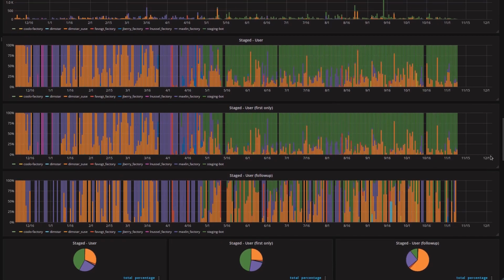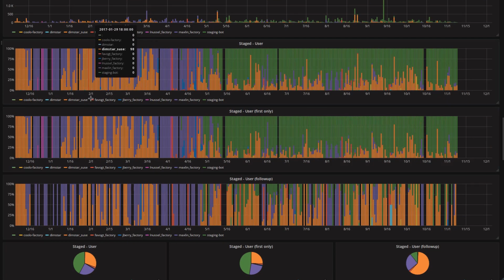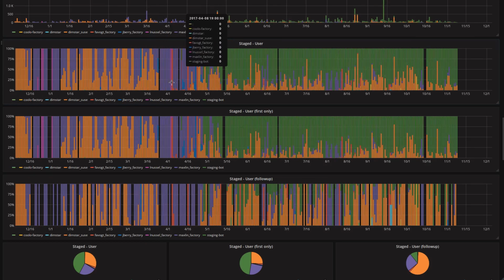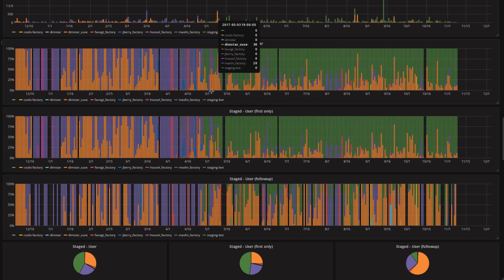So if we go to this by-user graph, you'll see what we expect. Basically, Dimstar and Maxlin are the two primary people doing all the staging work. You'll see me jump in there a couple times, and some others, but generally those are the two main ones.